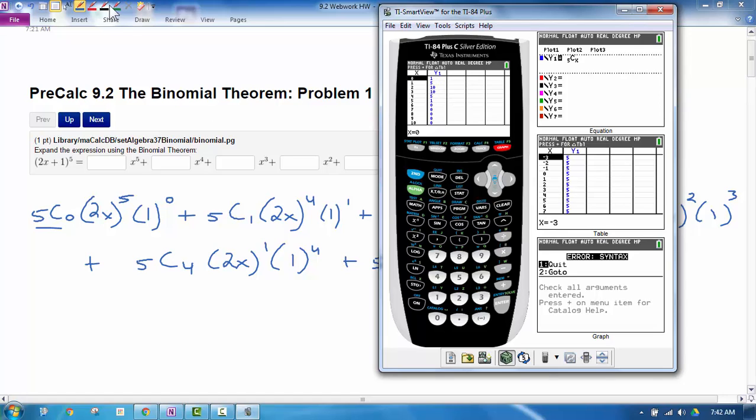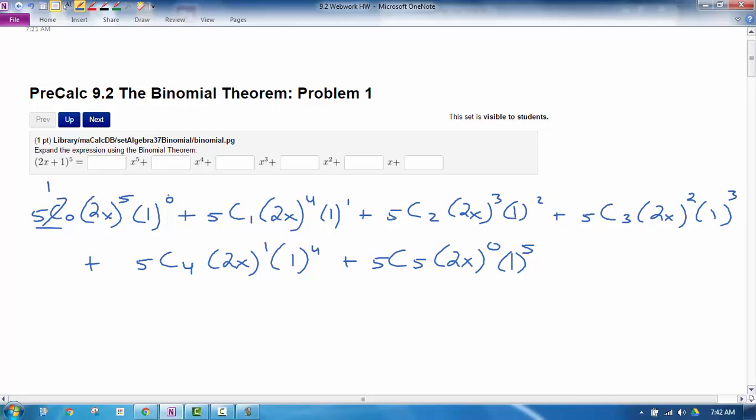So what that means is this is 1, this is 5, this is 10, this is 10, this is 5, and this is 1. Those coefficients come from the fifth row of Pascal's triangle. So now I can simplify this pretty easily. 2 to the fifth is 32. That's just a 1, so this first term becomes 32x to the fifth.